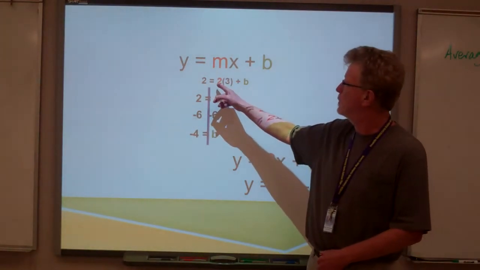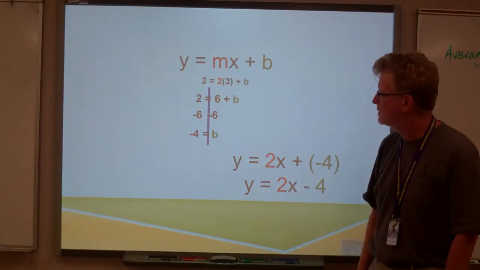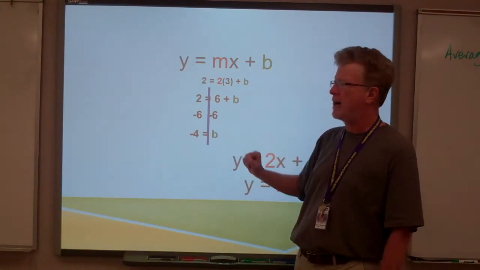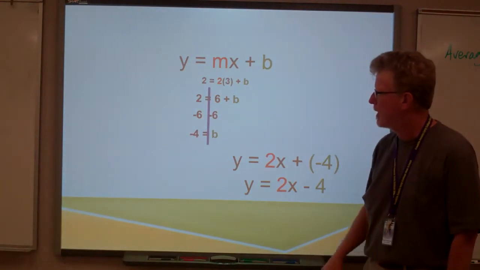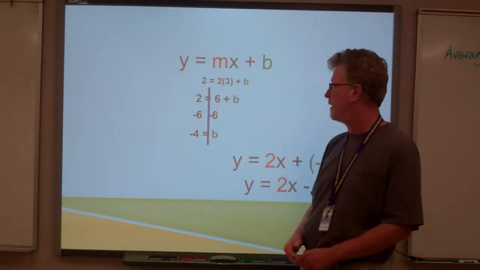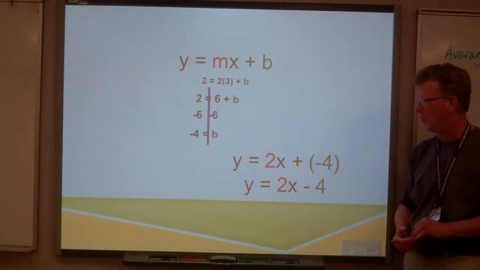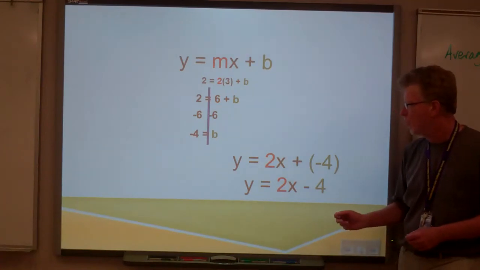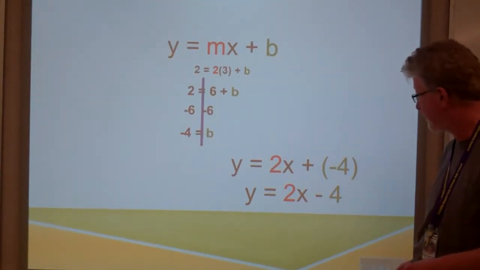And when we solve for b, we're going to try to simplify and get b alone. We have 2 equals 2 times 3 plus b. 2 times 3 is 6. We have 6 plus b. Now we need to isolate the b by subtracting 6 from both sides. When we do that, we're left with negative 4 equals b. That gives us an equation of y equals 2x plus negative 4. When we simplify, we have y equals 2x minus 4.